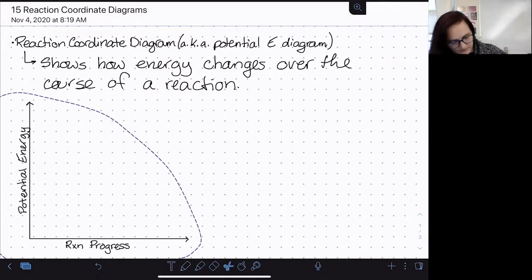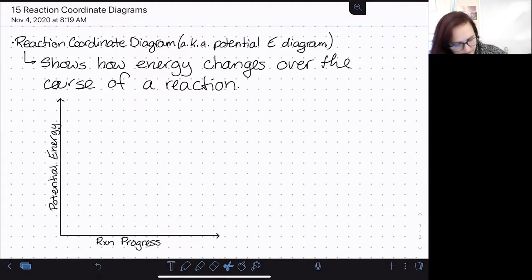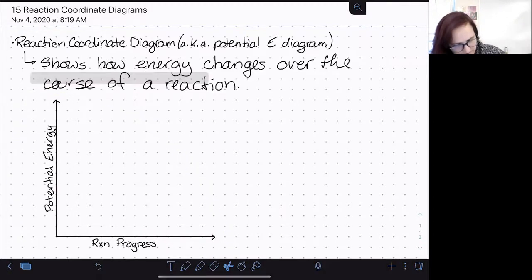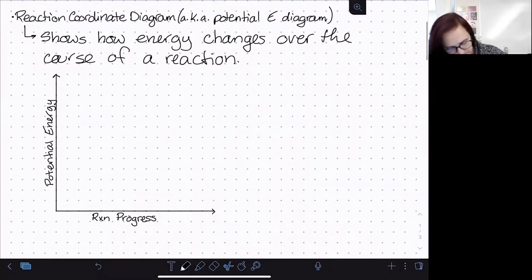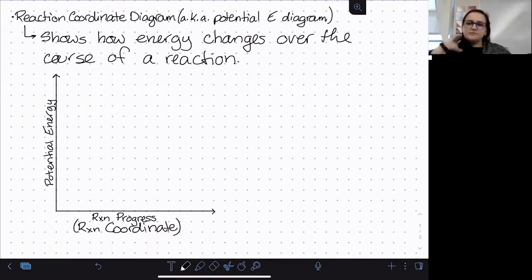So in this type of diagram, the x-axis is labeled as reaction progress, or sometimes reaction coordinate, which is where the name comes from. And then the y-axis is chemical potential energy. This idea of reaction progress is very qualitative on the x-axis. Essentially, on the left you've got the reactants, and on the right you've got the products, and in between you've got the stuff in between.